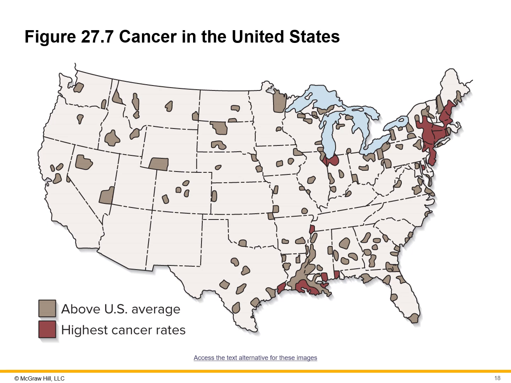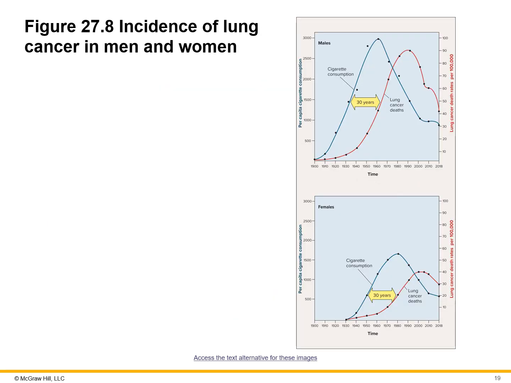And this is showing the incidence in the United States. As you can see, especially up in the northeastern part of the United States, higher cancer levels are indicated there. But again, we're just looking overall at some of the numbers.